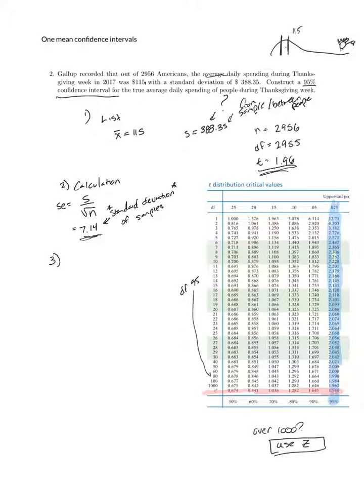Step 3 is my interval. When I go to calculate my interval, I'll take x bar plus or minus t times SE, keeping 2 decimal places in this, lower of 101.01 and upper of 128.99.